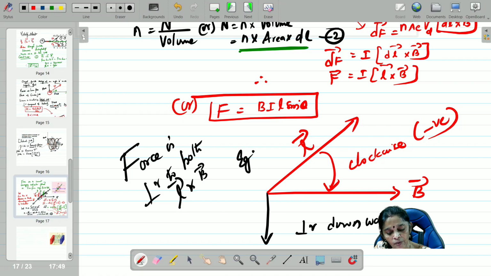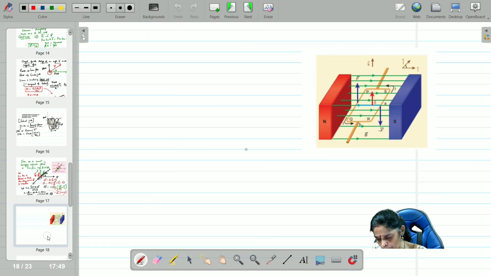Just an example I have given you. So F is equal to BIL sin theta. One derivation gets over, just 4 lines. That is all. See, for a charged particle, BQv sin theta, whereas for a whole conductor, BIL sin theta. Now, instead of one single conductor, I am going to take a loop. That is also very simple. So, let us go to the loop.